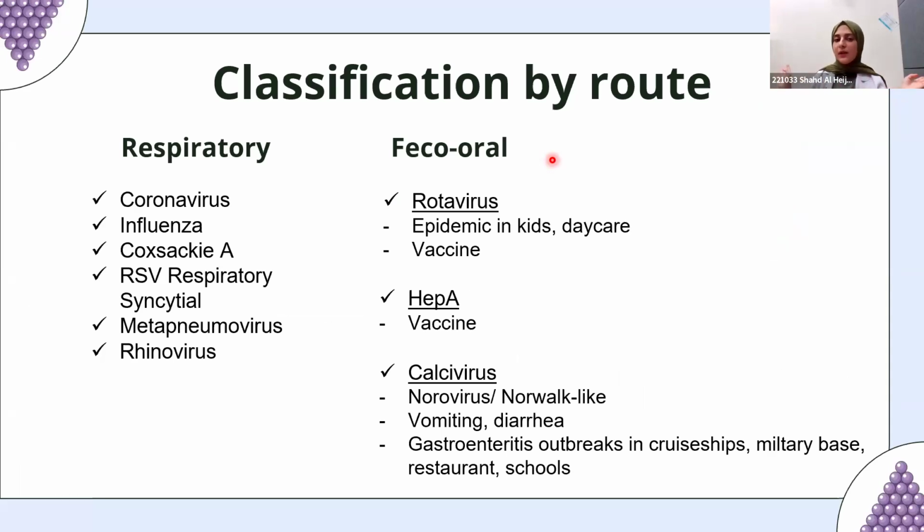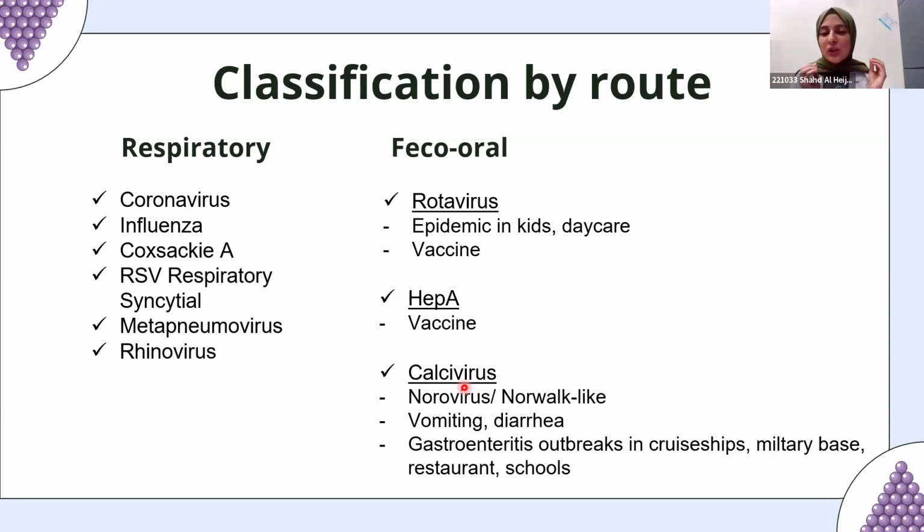Now, general classification by route of infection. You have respiratory infections, you have fecal-oral. Fecal-oral, we said rotavirus, epidemic in kids and daycare, and you have a vaccine for rotaviruses. So you have different ages, you give a vaccine for rotavirus to prevent this infection. Hepatitis A, you also have a vaccine for hepatitis A, and you have something called caliciviruses. Under caliciviruses, I know you have so many viruses, so many classifications, it gets very confusing, but bear with me a little.